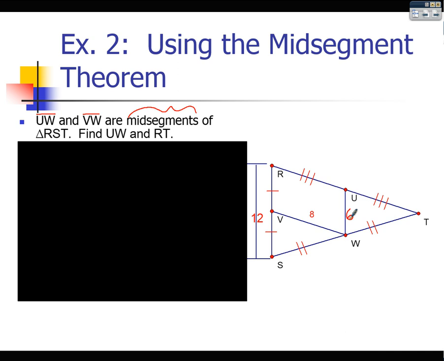What else? Jill, can you tell me what the length of RT is going to be? RT? 16. Right, because you know that VW is the mid-segment parallel to RT, and so it must be half as big as the third side of the triangle. Well, if that's 8, this must be 16. Does that make sense? Okay.